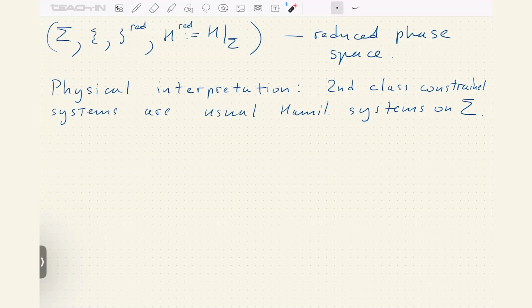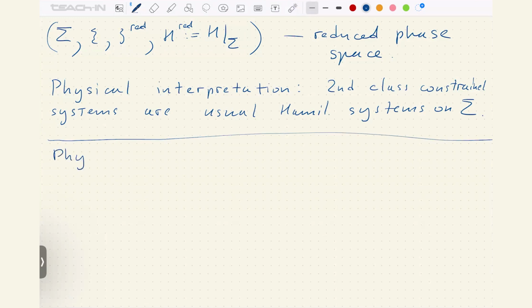But indeed, we don't get to a conceptually new type of systems. And we are going to see that this is not the case with first-class constraint systems, because these indeed bring us to a new class of dynamical system, precisely these gauge systems. Okay, good. Before going there, let me make a few more remarks.